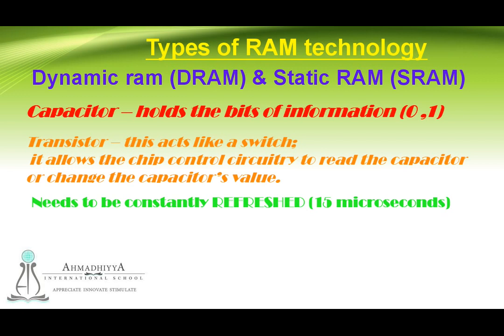It allows the chip control circuitry to read the capacitor or change the capacitor's value. This type of RAM needs to be constantly refreshed. This means the capacitor needs to be recharged every 15 microseconds, otherwise it would lose its value. If it is not refreshed, the capacitor's charge would leak away very quickly, leaving every capacitor with the value 0.